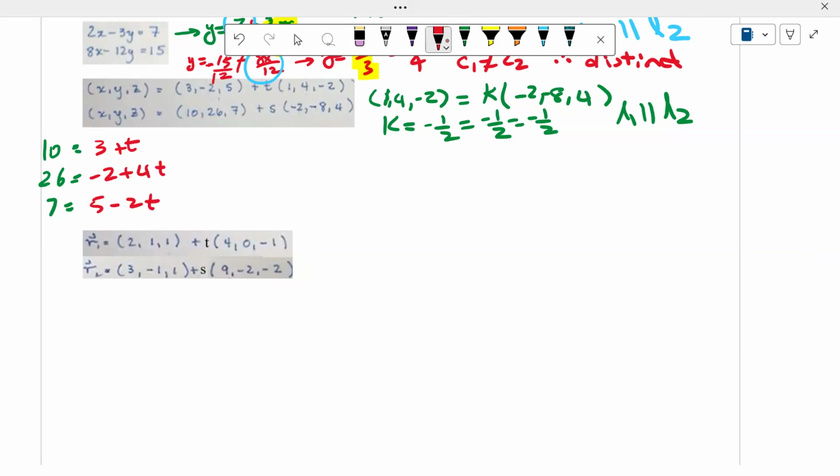If I solve for t, I get t is equal to 7. For this one, t is equal to 7. For this one, t is equal to -1. In other words, they're not equal. Because the t's are not equal, line 1 is parallel to line 2 and distinct.